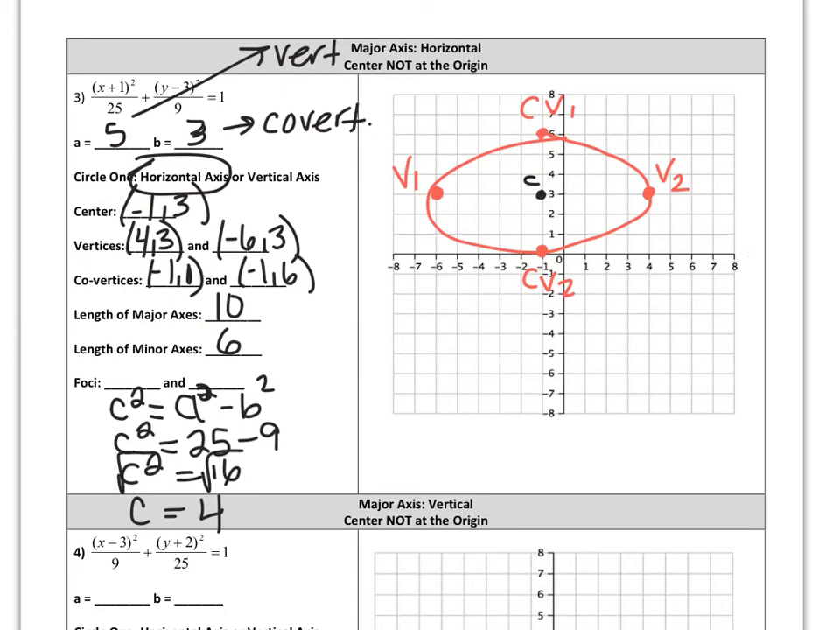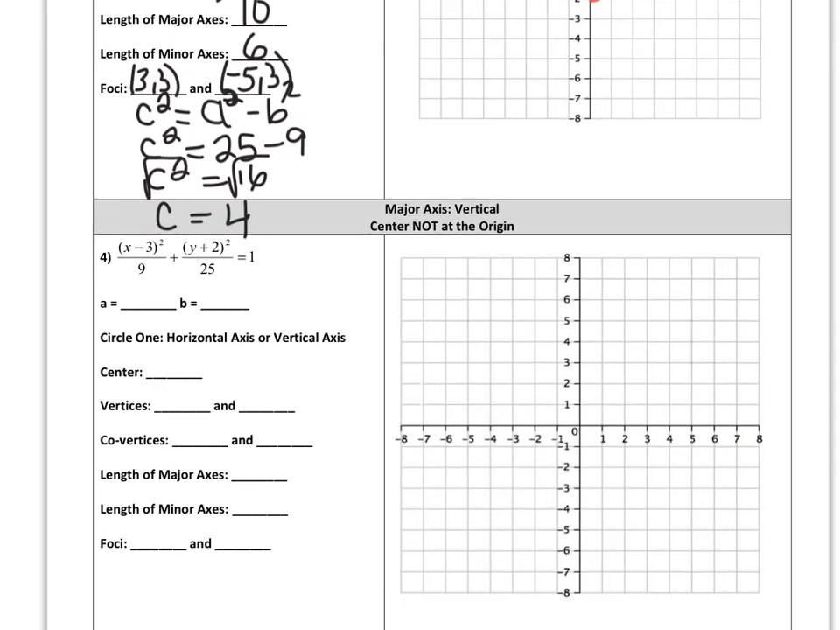So that means on my major axis, I'm going to go right 4, and that would be my foci, and left 4. Okay, so those are my two focal points, which are (3, 3) and (-5, 3). Alright, that's my third problem. Now let's see if we could do the last one.